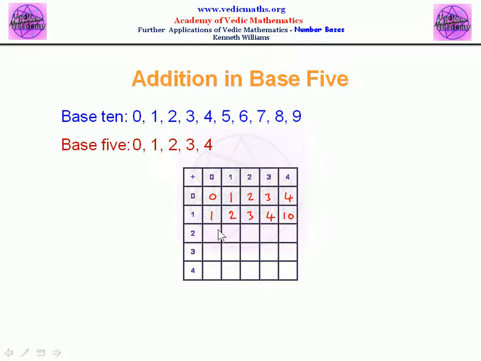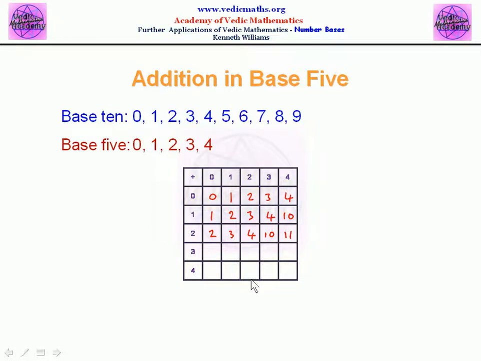Next row, 2 and 0 is 2. 2 and 1 is 3, 4. Again, we have 2 and 3, which is 5, so that's a 10. And then 2 and 4 is 6, which is 11. Okay, this is a 5 here and a 1 here, which is 5 and 1 is 6.